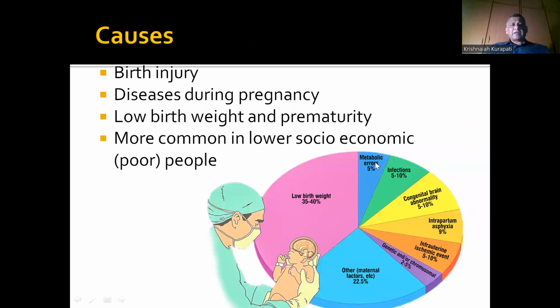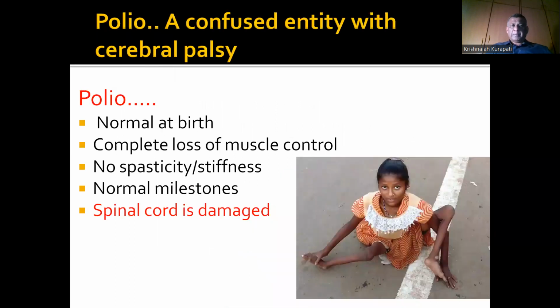There are a variety of causes for cerebral palsy. As I said, birth injury, difficult delivery, and temporary loss of blood supply to the brain will cause damage. There could be infections and other diseases that affect the child during pregnancy while in the womb. Children born prematurely with low birth weight also have a high risk of cerebral palsy. And unfortunately, this is very common in poor people.